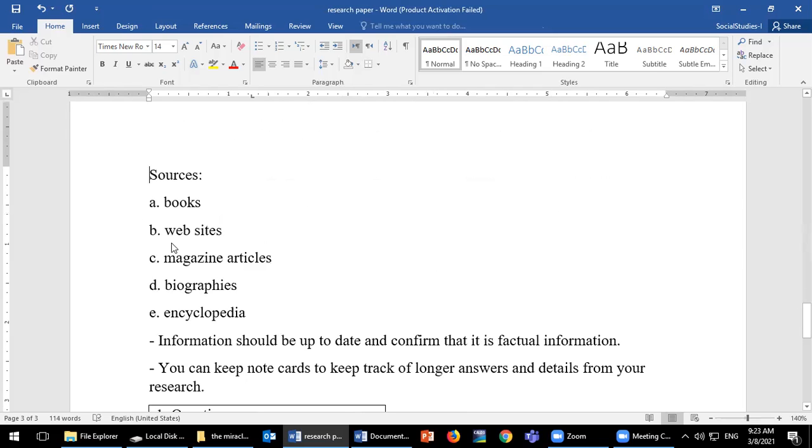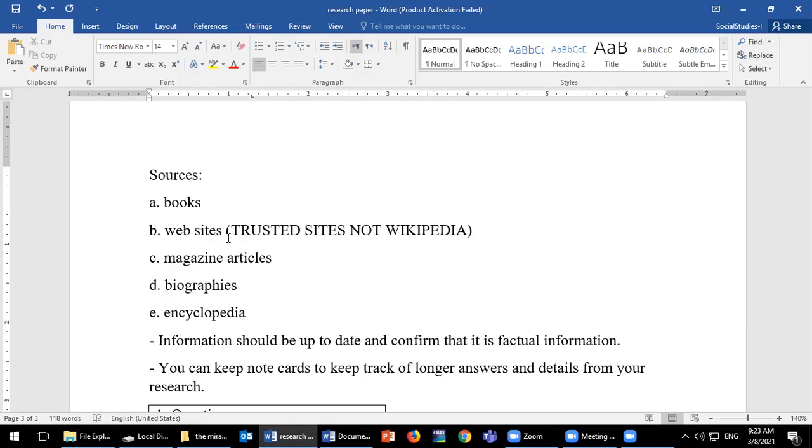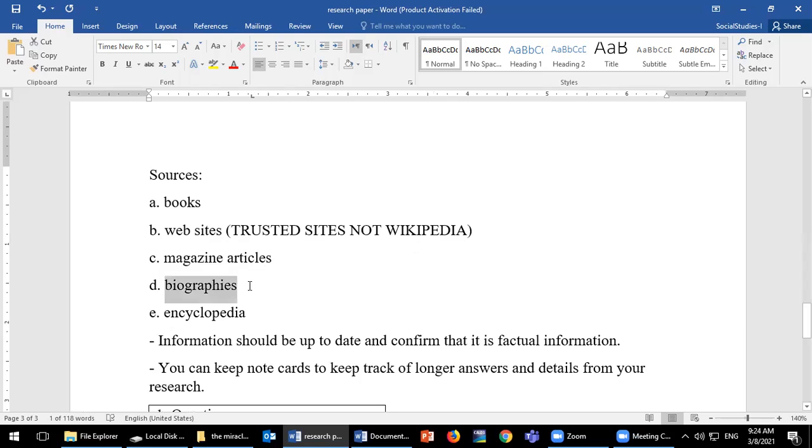Different sources include books, websites, trusted websites, not Wikipedia. Okay, here, trusted in caps, trusted sites, not Wikipedia. Wikipedia is not a trusted site. Here you have to find a site that is trusted, where the author is, for example, a magazine article, a biography or a diary written by that person. Okay, like a true story. Remember, biographies and diaries are nonfiction. Okay, it's based on true events.